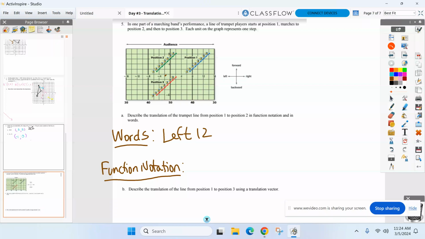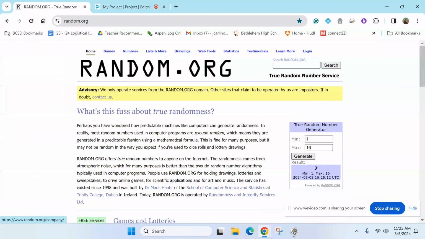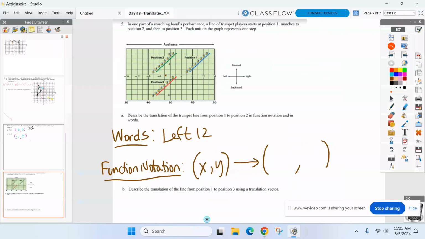Good work. Now let's put those words into function notation. The first time I've had you write function notation today. You have to start it off with just (x, y). Then you put the arrow, and now you tell me what you're doing with x and y. So if we're going left 12, what's going to be attached to that x now? Amy: x minus 12. And then we didn't do anything with the y. We didn't go up or down, so we can just leave it y. If you want to get nuts, you can put plus 0 or minus 0, but it means all the same.